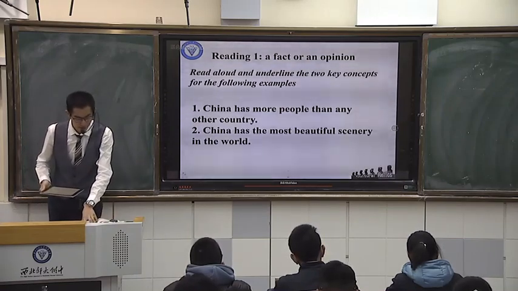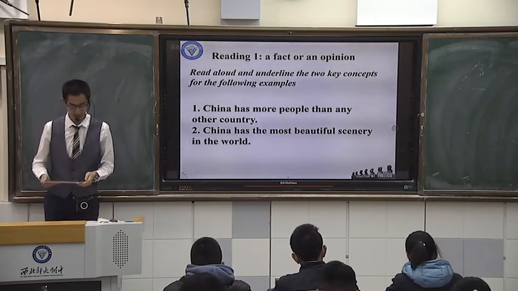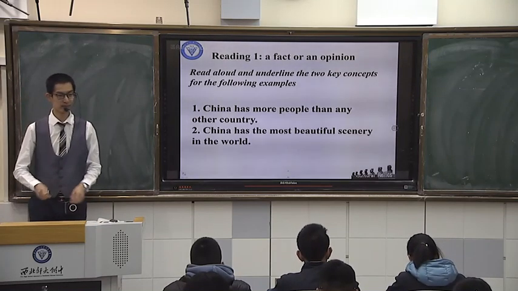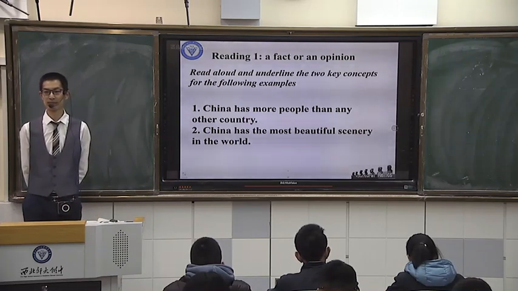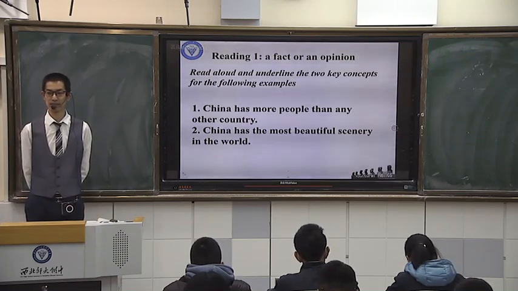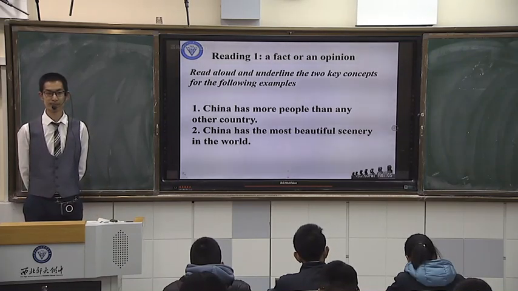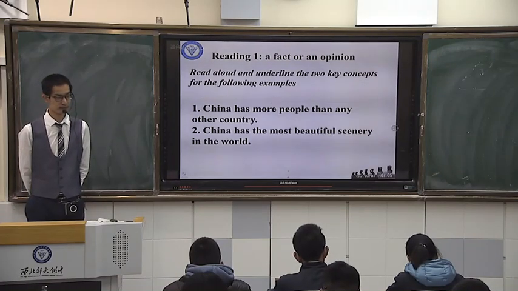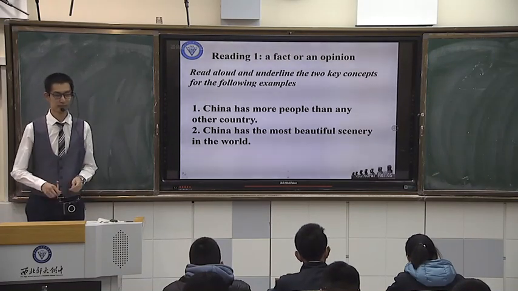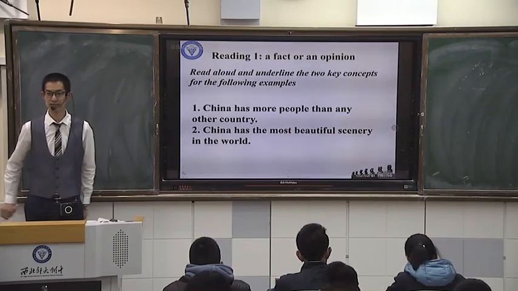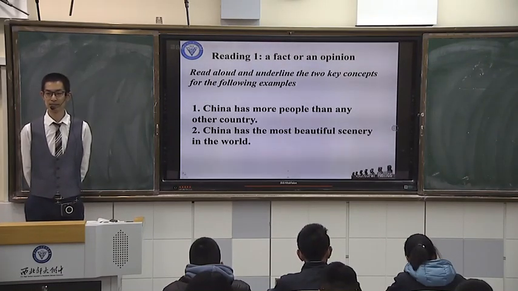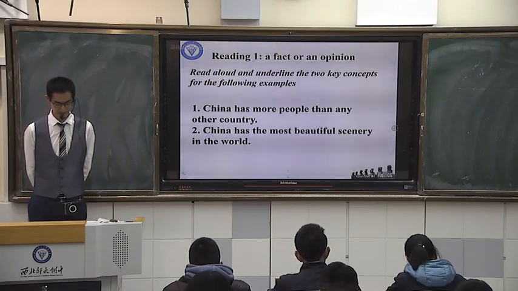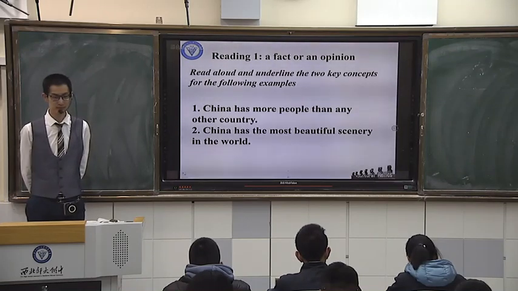A fact or an opinion. Start. A fact or an opinion. What is a fact? Is it something that people believe? No, a fact is anything that can be proved. For example, it can be proved that China has more people than any other country in the world. That is a fact. Then what is an opinion? An opinion is what someone believes is true but has not been proved.